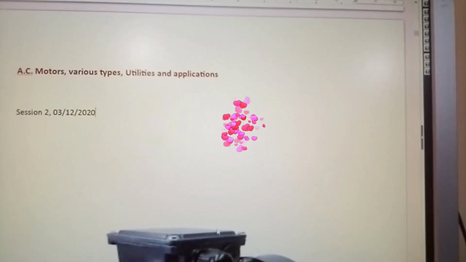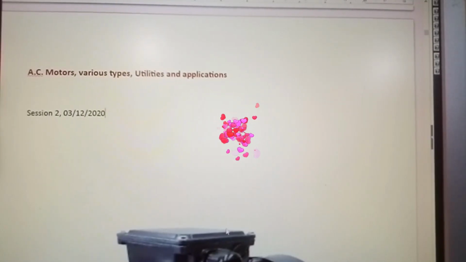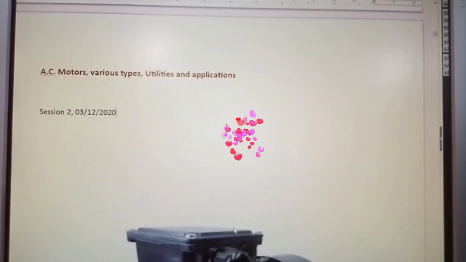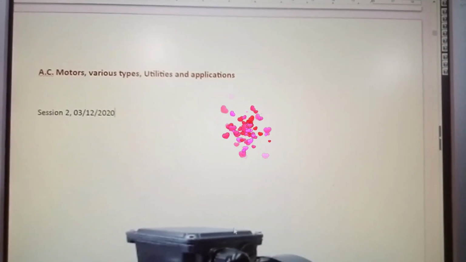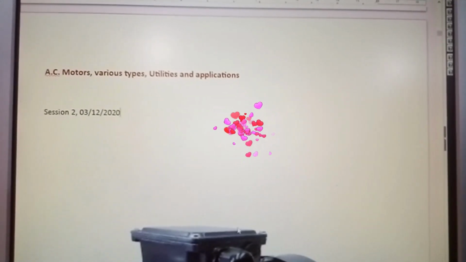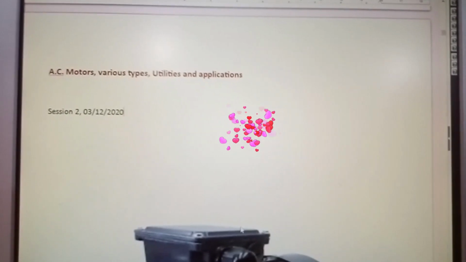Okay, welcome back. What I want to do is to continue with AC motors, various types and utilities and applications. That's what we want to continue with, and this is going to be session 2. So you will have noticed that you carried on from session 1 and session 2, and I'm going to try and put them into their own playlist so you can look at it completely.